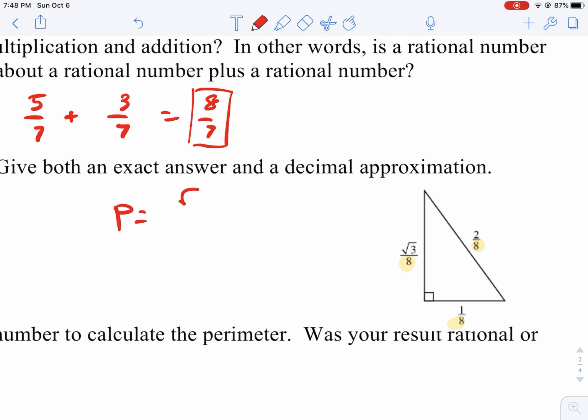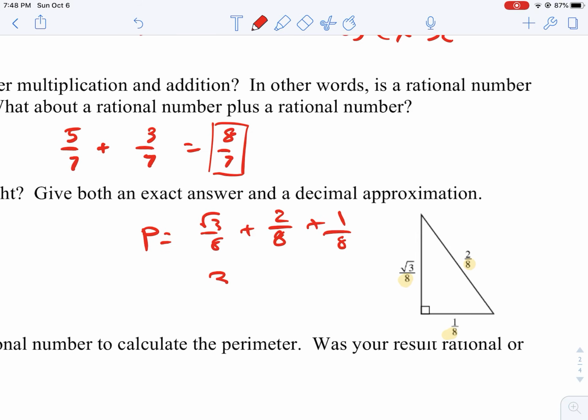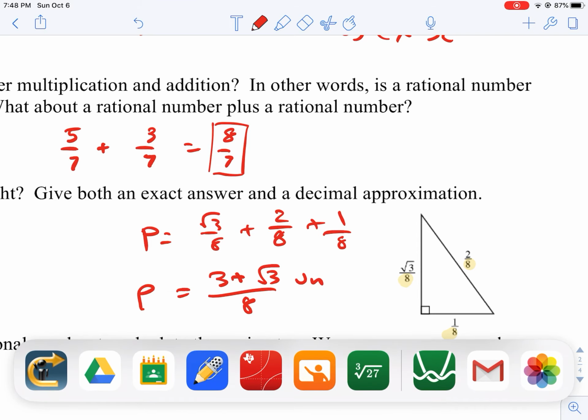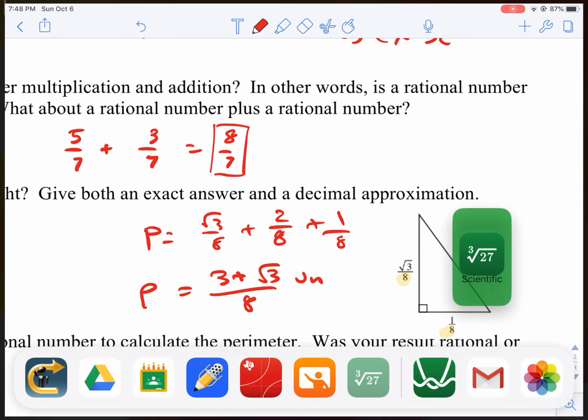The area is actually pretty nice, because luckily they gave us all the common denominator, so the perimeter is equal to √3/8 plus 2/8 plus 1/8. Sorry, it's 2 over 8. So then I have (3 + √3)/8. And remember, you can't really do anything about that, so you just leave it like that. I think you guys all said that I can just do that.